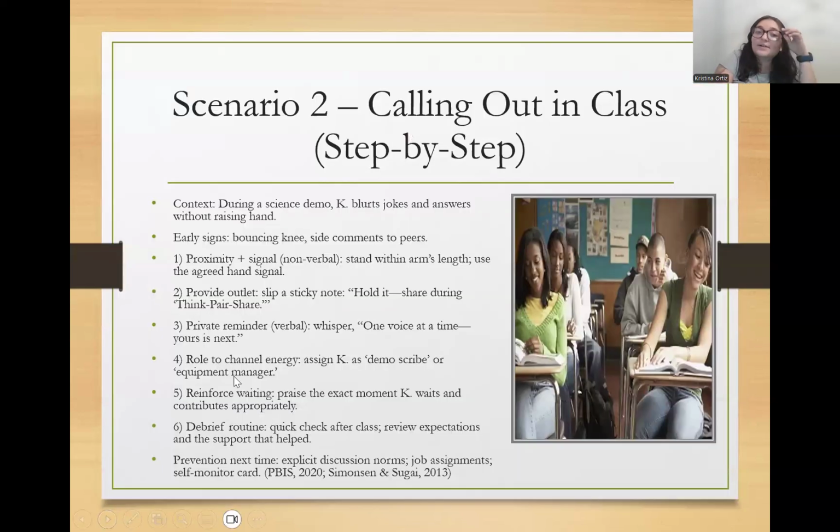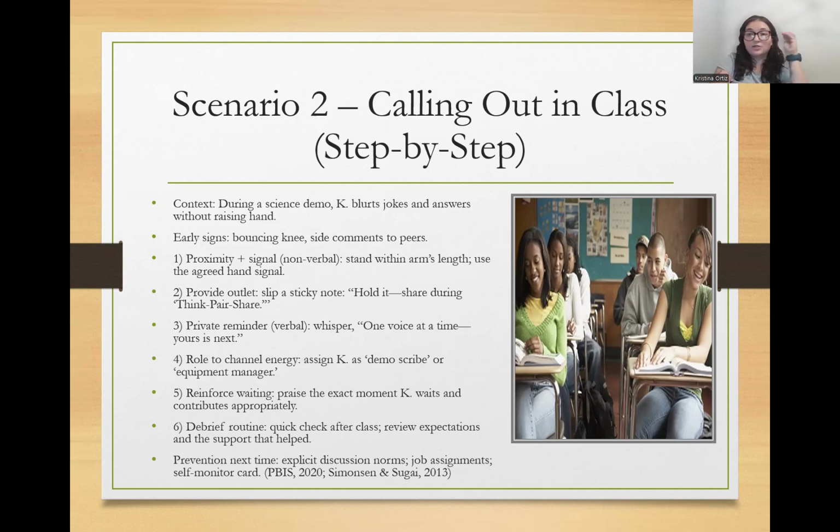Scenario two, calling out in class. So context. During a science demo, Kay blurts jokes and answers without raising her hand. Early signs, we notice her bouncing her knee. She's having side comments to the peers. So non-verbally, we can stand within arm's length, use the agreed hand signal.